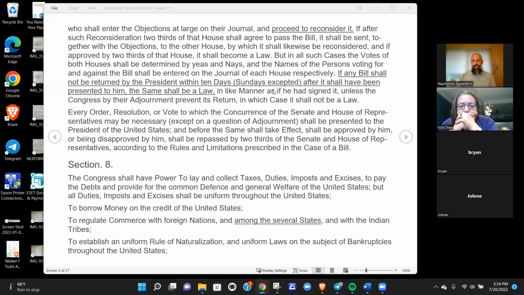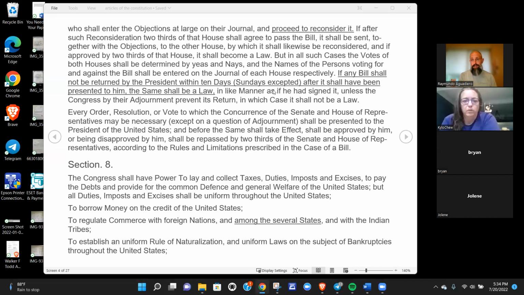Honestly, I never knew that until I read this today. Whenever Congress passes a bill, it goes to the president. And if he passes it, it's law. If he rejects it or sends it back, Congress can still pass it if they have a higher majority.